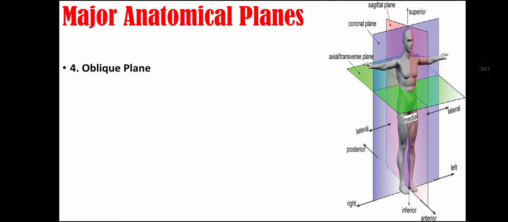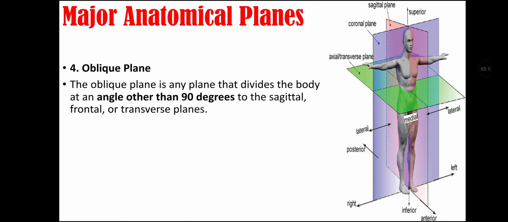Next anatomical plane is oblique plane. It is any plane that divides the body into an angle other than 90 degree. As we earlier saw, the sagittal plane, coronal plane, and transverse plane were dividing the body in 90 degree. But when the plane is dividing the body in an angle other than 90 degree, that is called as oblique plane.